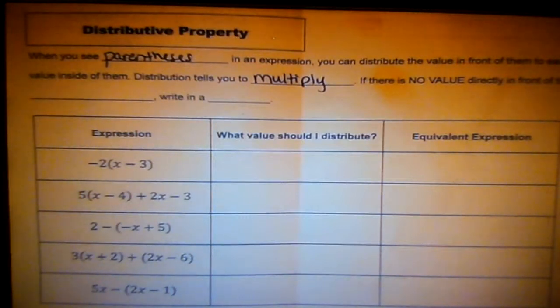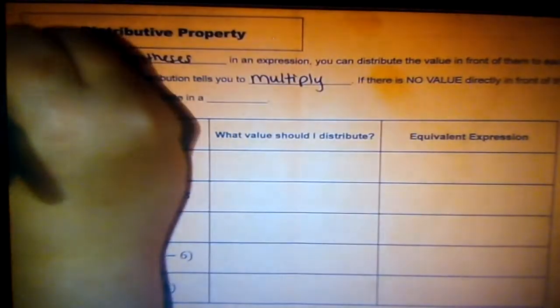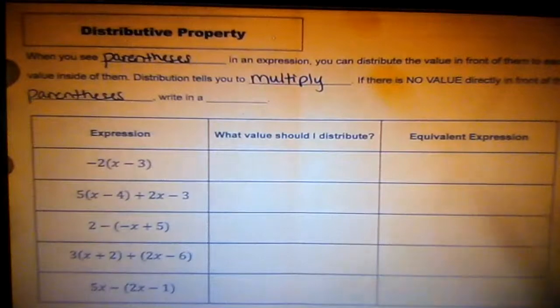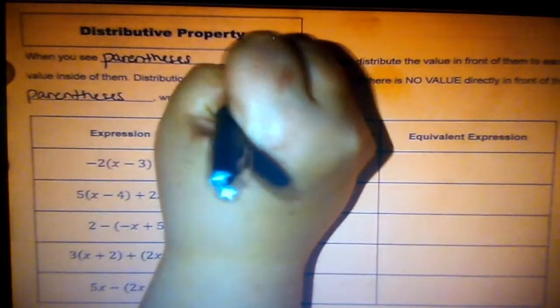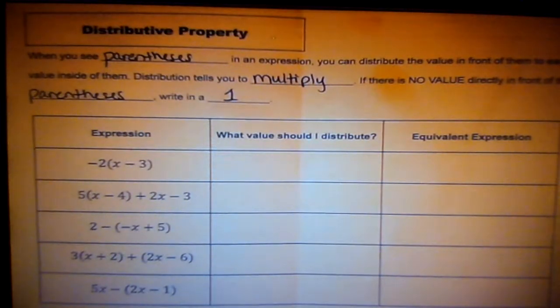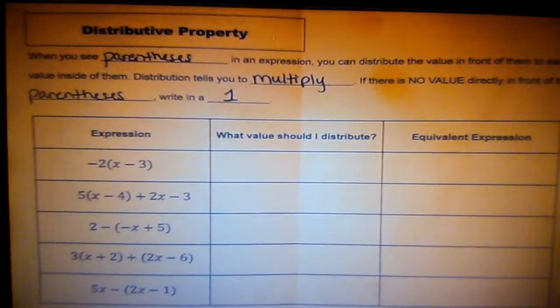Okay. If there is no value directly in front of the parentheses, we write in a 1. Okay, so there's always something there, whether it's written in or not. All right, I'm going to blow this up a little bit so you all can see what I'm doing.